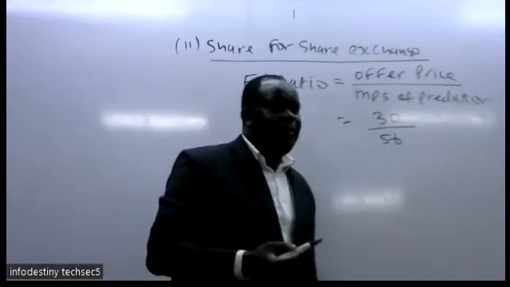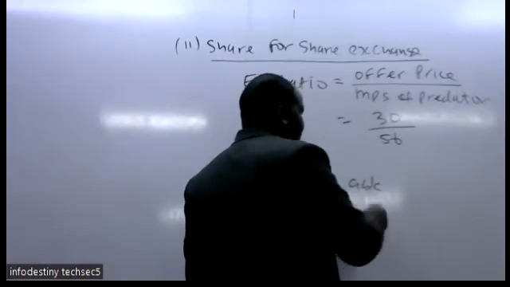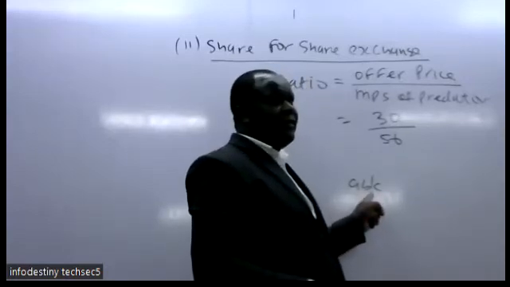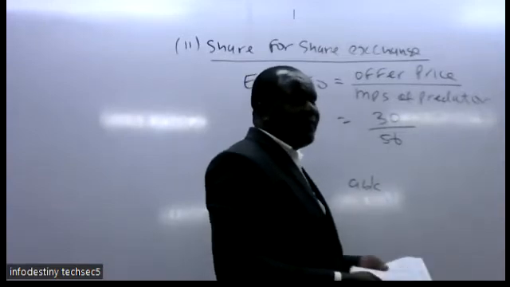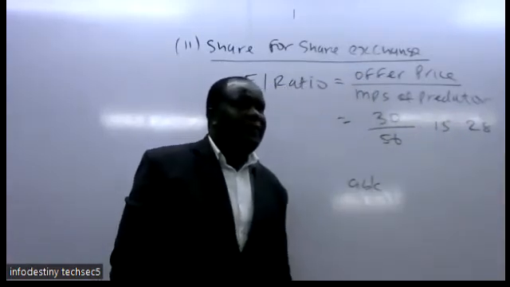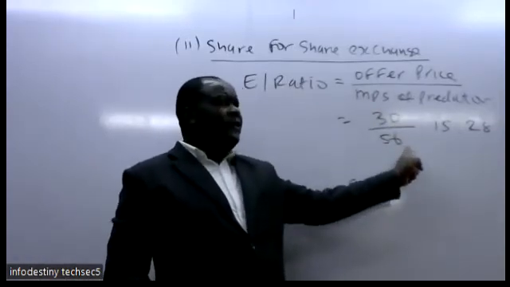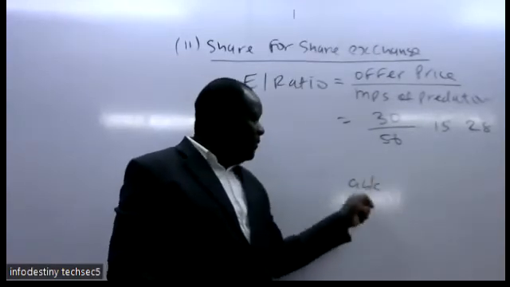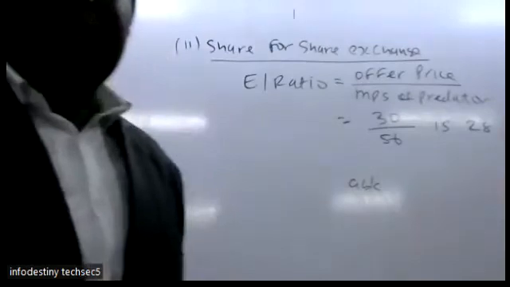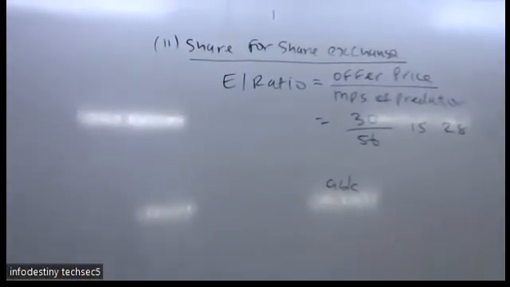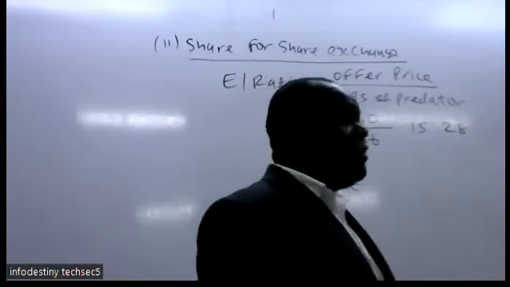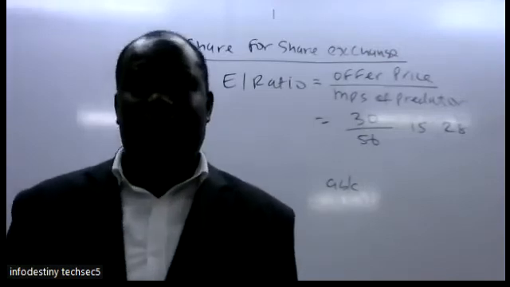After getting that, press ABC. Now press this side on your calculator. Once you have calculated 30 over 56, put the equal sign as an answer. Then after that, press this side. It will give you those digits, so that you don't have to use so many decimal points. So that's now the exchange ratio: the predator will give 15 shares in order to acquire 28 shares of the target. That is the easiest way to go about it.